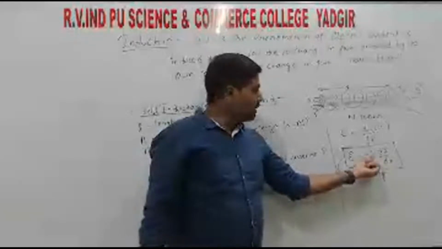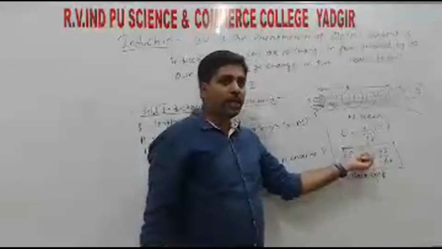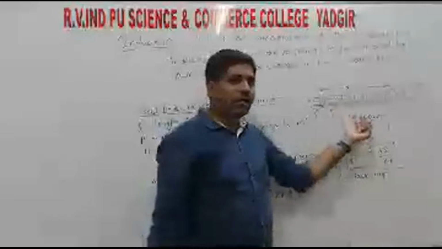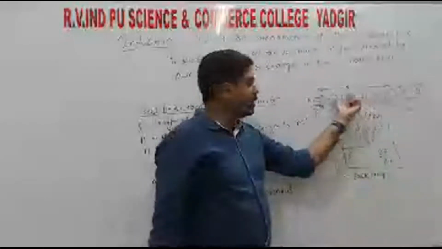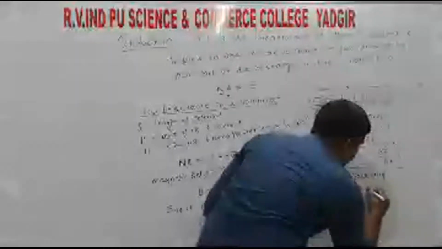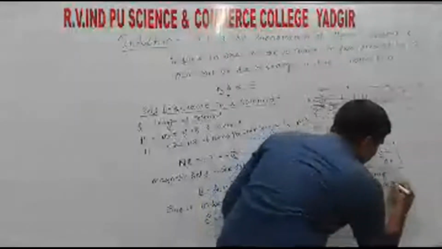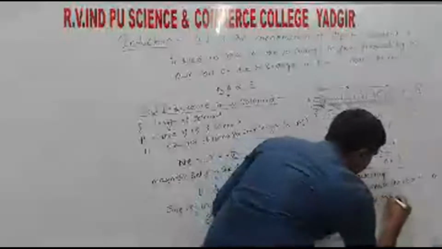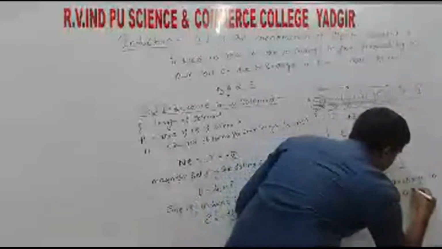So what does the minus represent? Again from Lenz's law, it opposes the change in current in the coil, right? So minus indicates what? It opposes the change in current in the coil. Hence we call that one as back EMF, right? So back EMF opposes the change in current in the coil or in the solenoid, right?